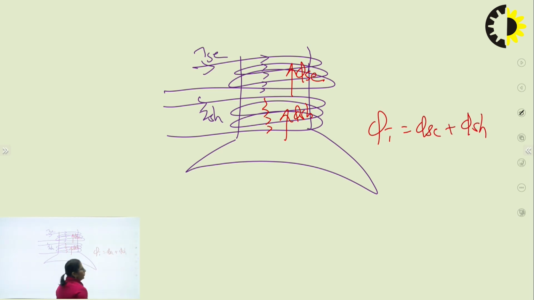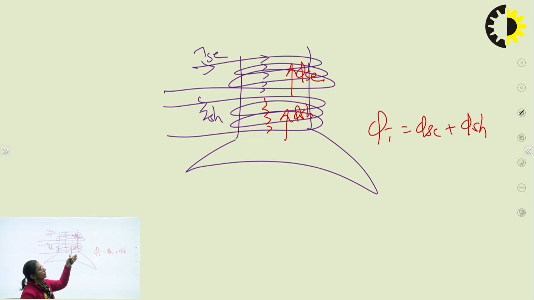So the total field would be phi SC plus phi SH. So it will be a stronger field. Both of the fields support each other, so the net field would be the addition, the accumulation of the two. That's why this sort of motor, where the shunt field flux and the series field flux support each other, we call a cumulative motor.